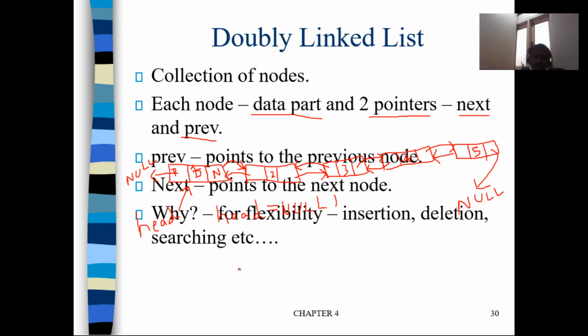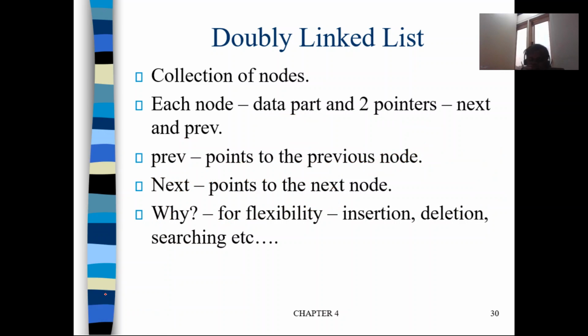So why should we have these 2 pointers? What is the necessity? Why not have just one pointer? Why not we just use singly linked list? Why should we use doubly linked list? Why 2 pointers? All these things. We are maintaining these 2 pointers just for flexibility. What flexibility? Flexibility in terms of insertion, deletion, searching, okay?